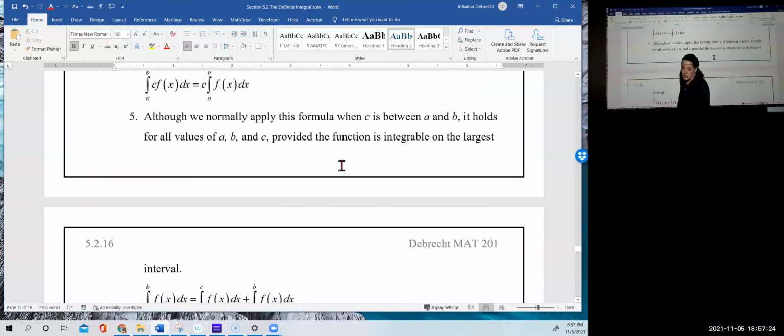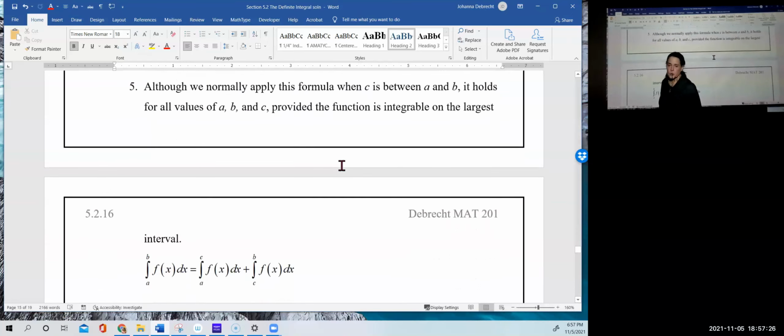The next property normally is applied when C is between A and B, but it actually holds whether C is between A and B or not. So it works no matter what, as long as the function is integrable on the largest possible interval. So this says if I want to integrate from A to B, I can break it apart at any number C and integrate from A to C and then C to B.